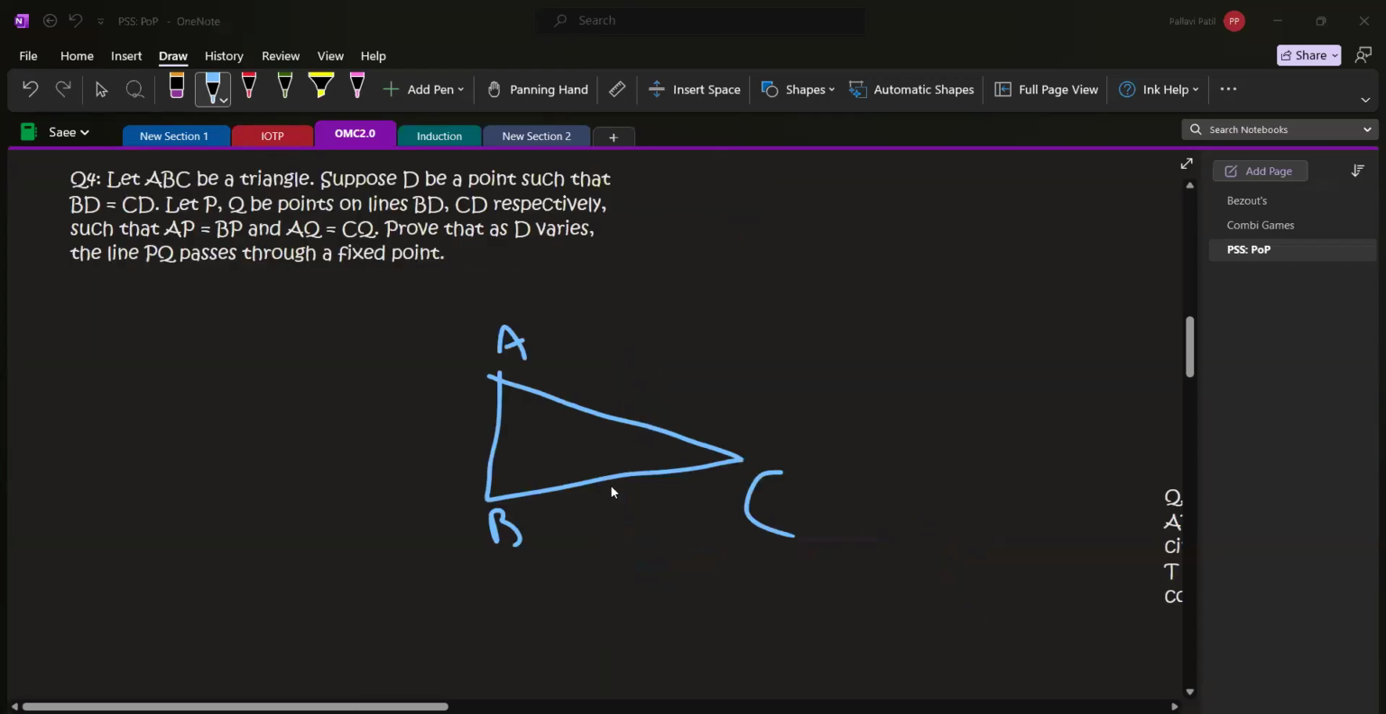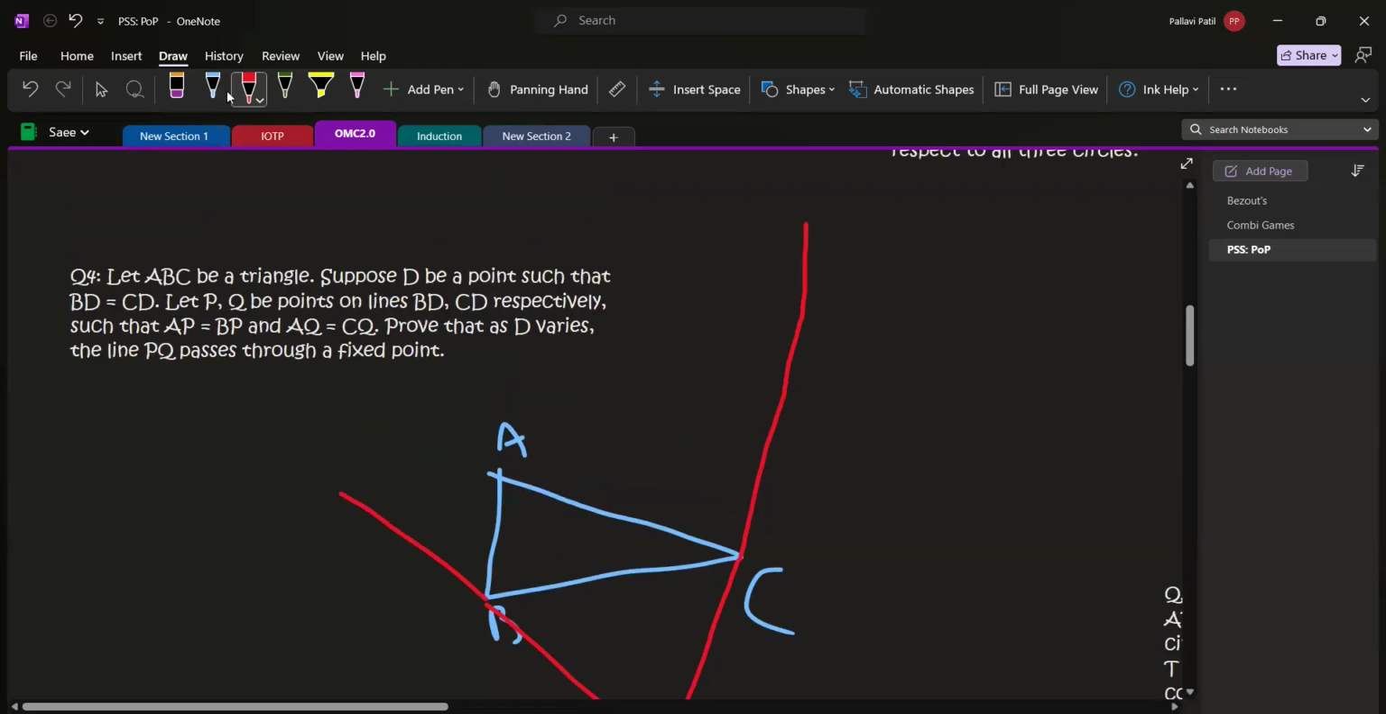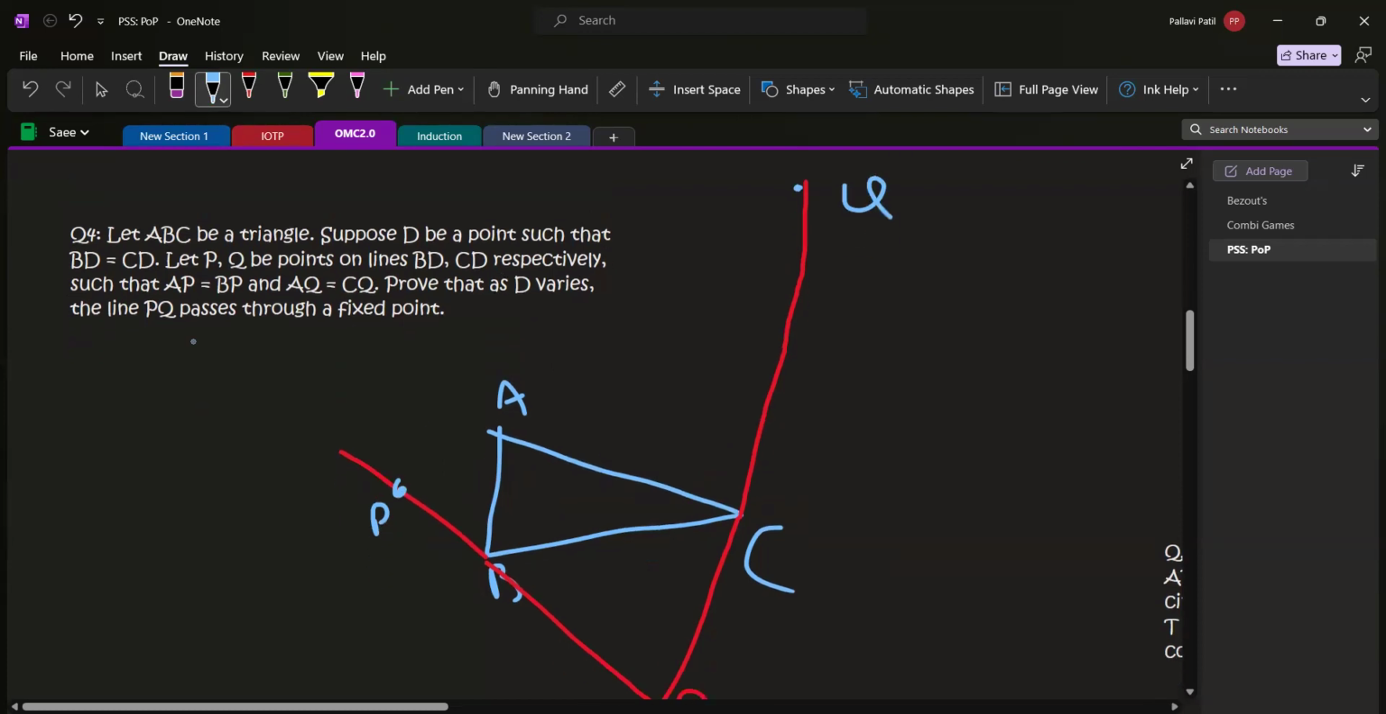So we have D, a point such that BD is equal to CD. Let's take points P and Q on the perpendicular bisector such that AP is equal to BP and AQ is equal to CQ. Something like this, maybe. This is P, this is Q. Prove that as D varies, the line PQ passes through a fixed point.